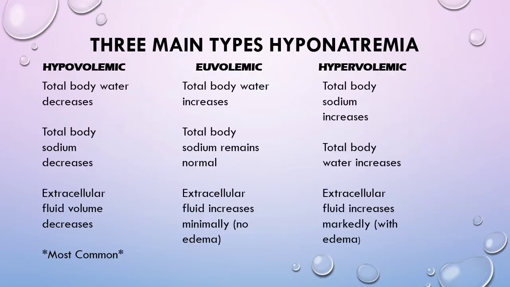There are three main types of hyponatremia. First is hypovolemic, which is the most common, wherein total body water decreases, total body sodium decreases, and extracellular fluid decreases. For the euvolemic, total body water increases, total body sodium remains normal, and the extracellular fluid increases minimally, and there is no edema. For the hypervolemic, total body sodium increases, total body water increases, and the extracellular fluid increases markedly.